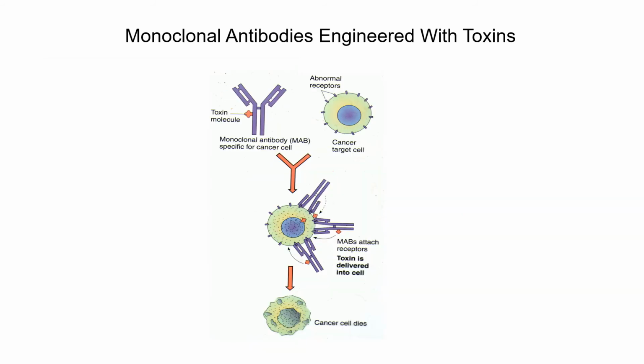Now, monoclonal antibodies can also be engineered with poisons, and sometimes this poison will be released into the cancer cell to kill it. So this is another thing we've tried. It's a little bit more effective, but the problem still is, in order to get the toxin into the cell, the antibody has to bind to it first. So as long as these cancer cells are constantly mutating, even engineering it with a toxin is not as helpful as we once thought.